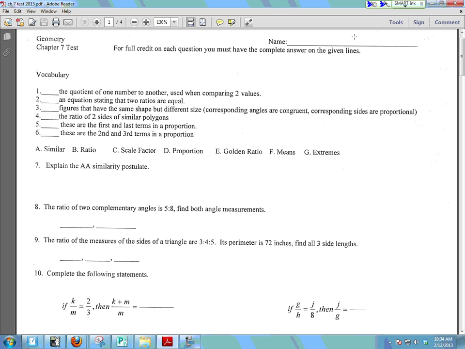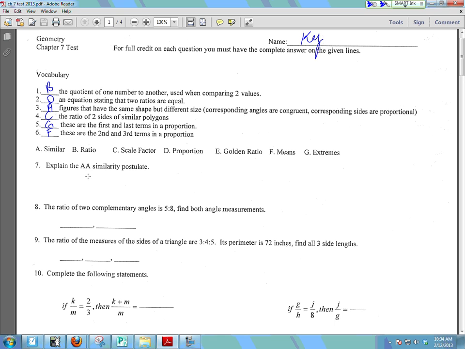Okay, this is the key for the Chapter 7 test. I'm going through the vocabulary real quick. This is B, D, A, C, G, and F.